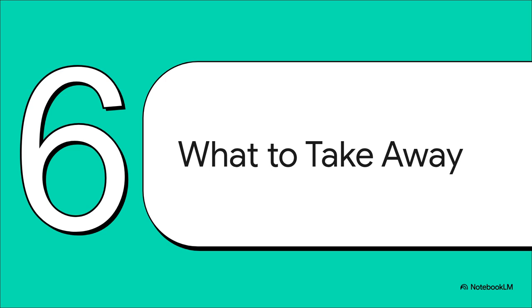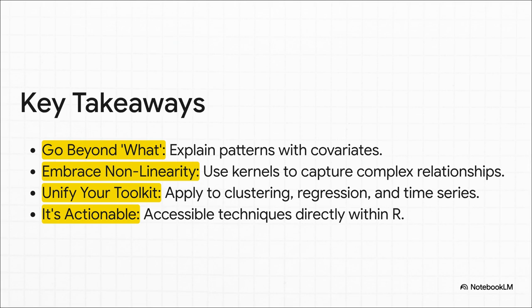Okay, so let's wrap this up. What are the big things you should walk away with? First, it's all about going beyond just the what. Don't just find patterns. Use covariance to explain why they exist. Second, embrace the messiness of the real world. Use kernel methods to capture those complex, non-linear relationships that simpler models just can't see. Third, this thing is a unifier. You can use one single powerful framework for problems that used to require a whole bunch of different tools. Clustering, regression, topic modeling, time series, you name it. And best of all, it's all right there, accessible and ready to go in the R environment that so many of us already use every day.